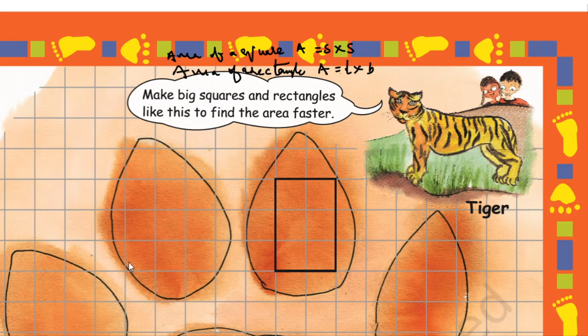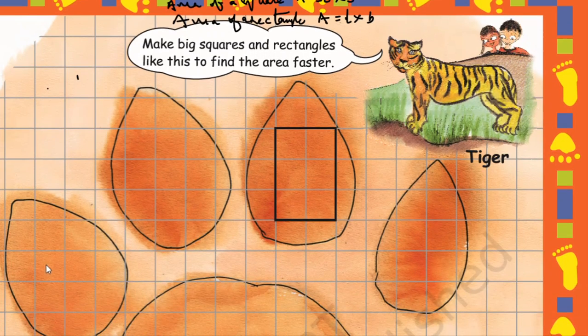So like that, you identify the largest squares within the footprints and the largest rectangles within the footprints. First you find those areas and then you count the squares. That means greater than half of the unit and full squares. So let us take the footprint of the first one.